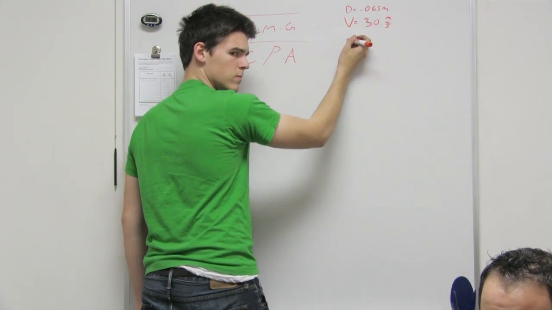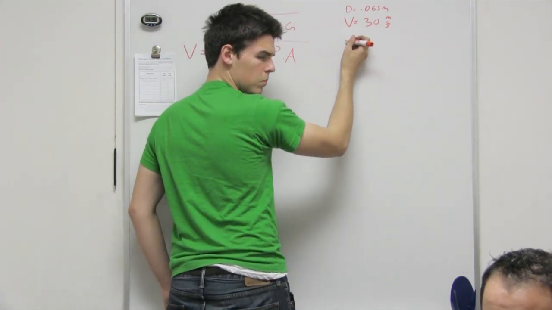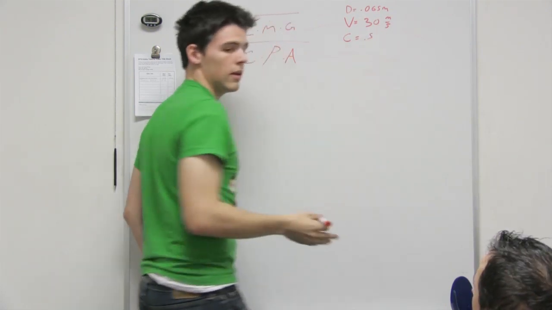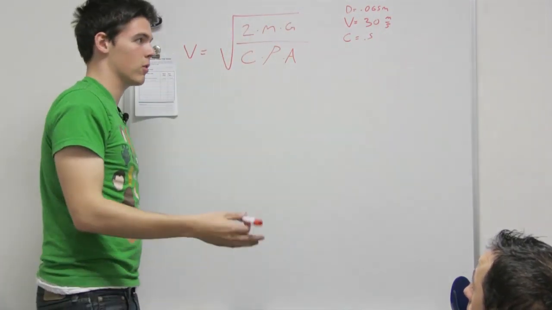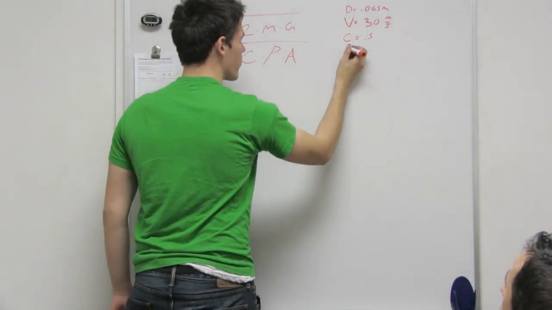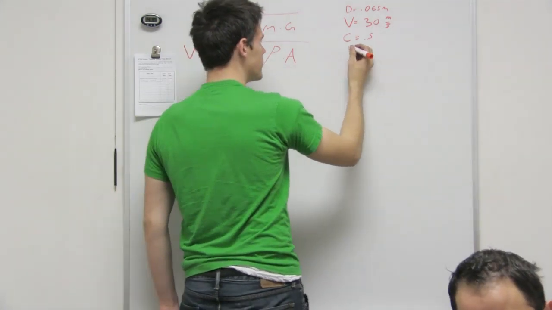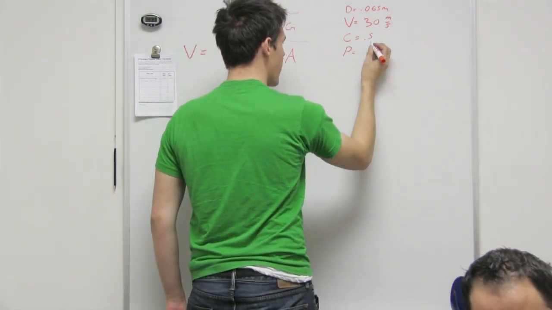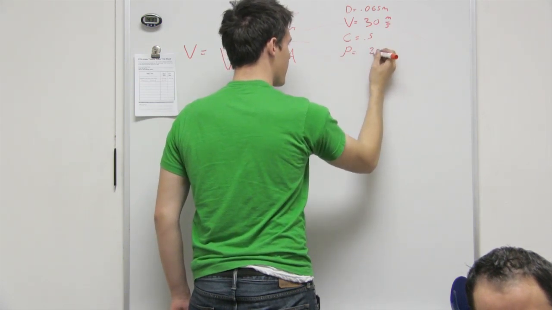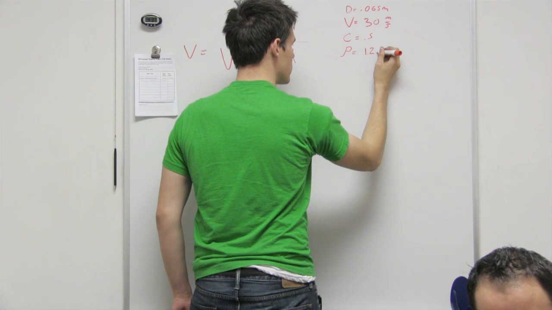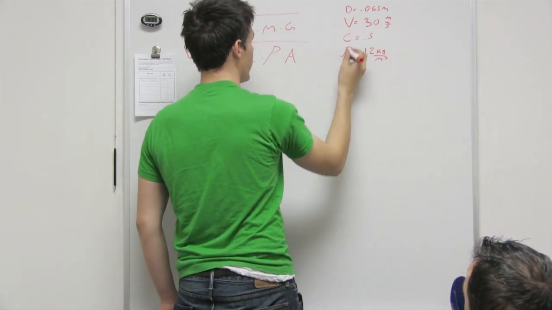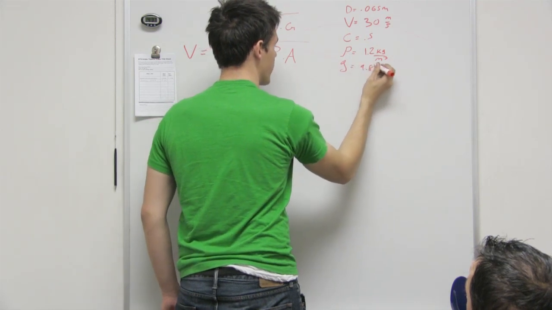What's c? I think it's 0.5, but I need to look at it. For c, you just look in the book. It'll have a table of different coefficients. It's basically how aerodynamic it is. So c is going to be, yep, I was right, 0.5. What's rho? Rho is 1.2 kilograms per meter cubed. And we have gravity, 9.8.